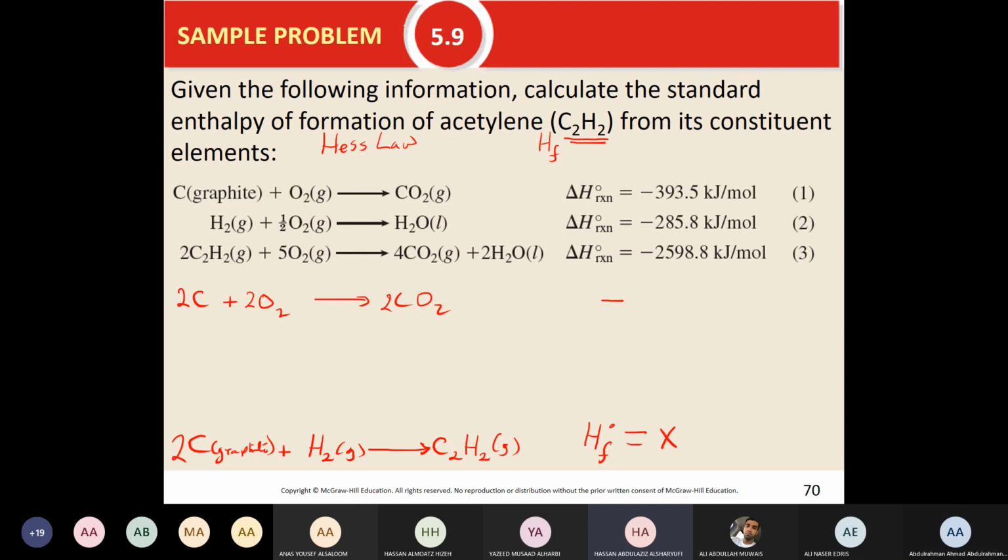Minus 393.5 multiplied by 2. Should I do anything with the sign? No. Okay, good. Give me the answer. Minus 787. Exactly. Good. Next. What's the next step I'm going to do?